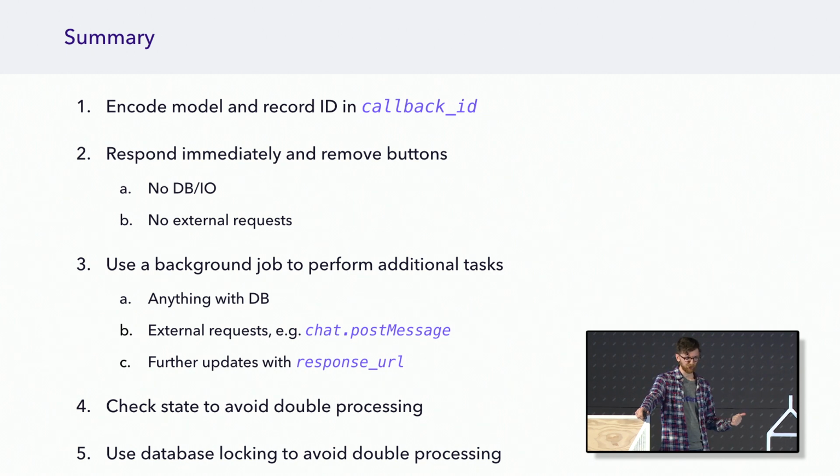Four is to make sure to always check the state before you process, because you may get unexpected double clicks. And fifth is to use database locking to avoid double processing as well.